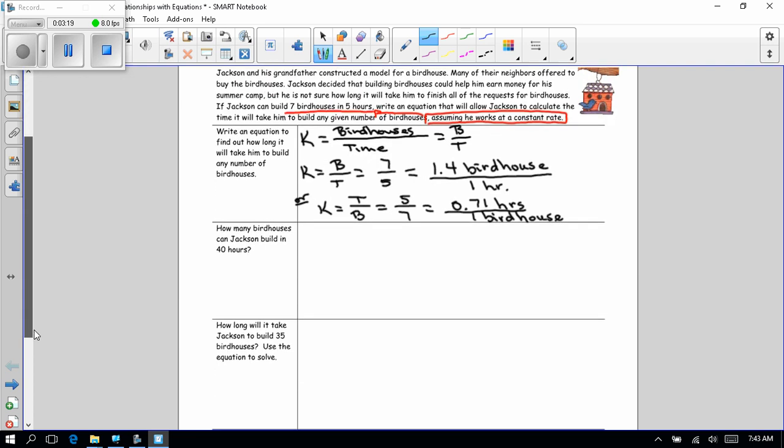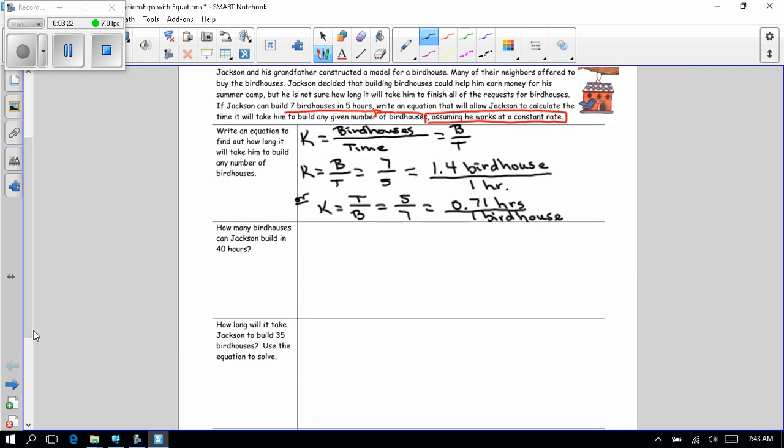All right. How many birdhouses can Jackson build in 40 hours? I know the time. The question is, how many birdhouses will he be able to do, right? So I'm going to take this equation right here and change it like I did in Lesson 8. In Lesson 8, I took the constant of proportionality and multiplied both sides by that denominator, the number in the bottom. Those two canceled out, and I'm left with the constant of proportionality times the time, and it's going to give me my number of birdhouses.